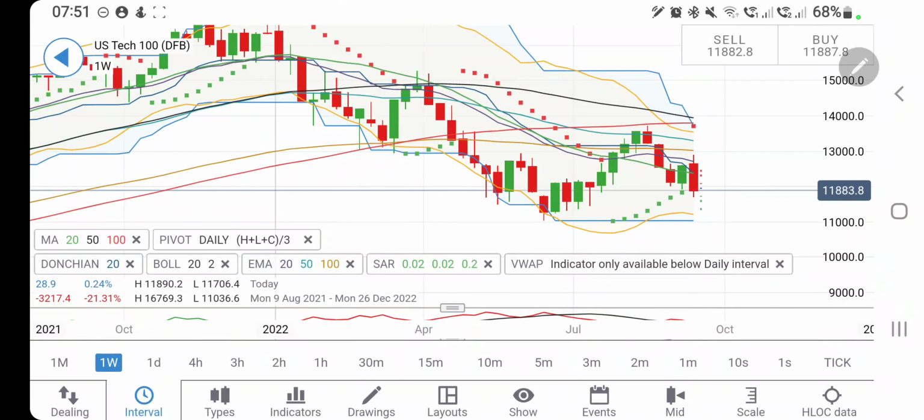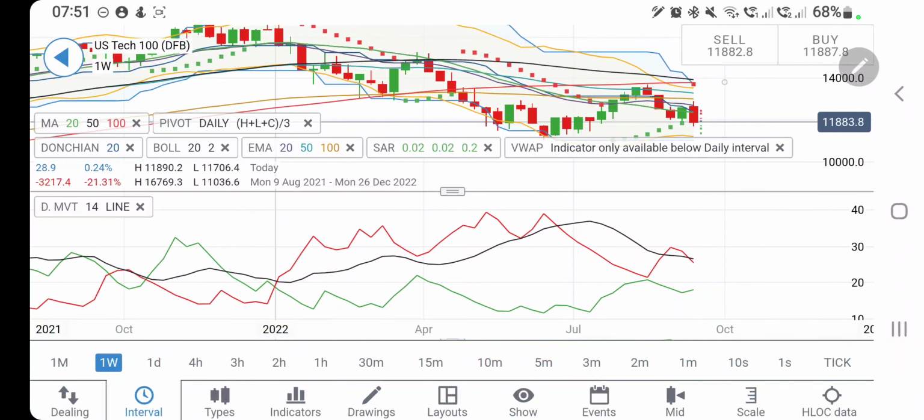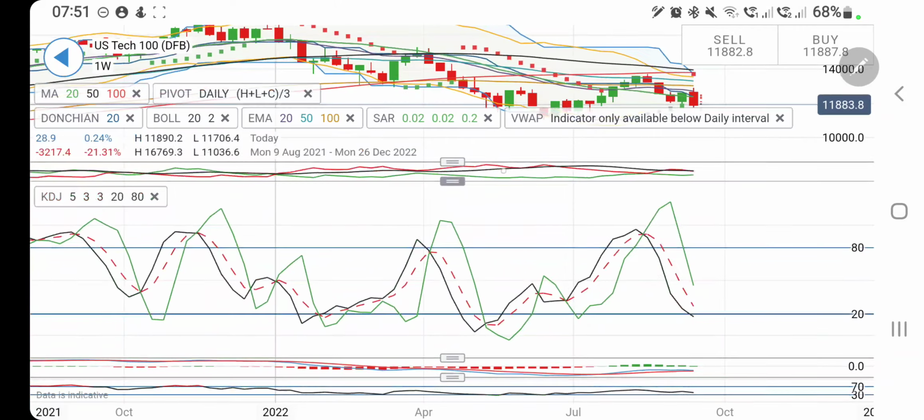On the weekly candle, 13,000, 14,000 zone is going to be an interesting zone for Nasdaq 100 to sustain above and to break past by. Till the time it trades below this, it is going to remain bearish. So far on the weekly charts, Nasdaq 100, this achieved the convergence here, this achieved to cross over here. Again started to diverge, now again trying to trade bearish here on the weekly charts.